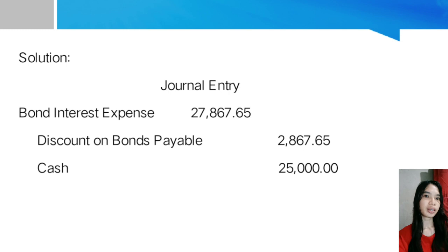We have here the journal entry. Debit bond interest expense for 27,867.65. Credit discount on bonds payable 2,867.65, and cash of 25,000.